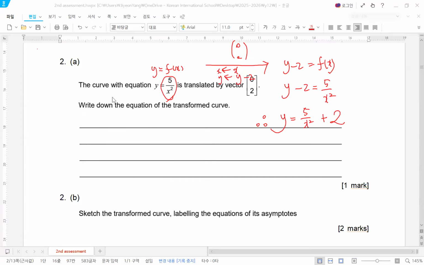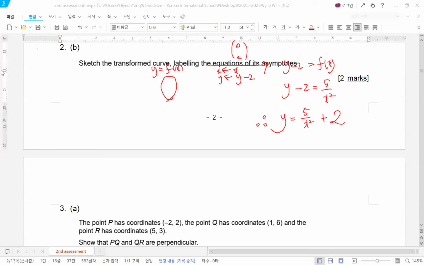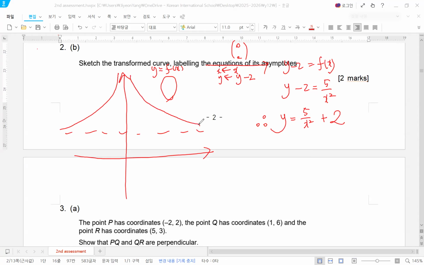And then please, by using your calculator, draw this graph. I don't understand why some of you failed to draw this graph. The graph should be in this way. And then it is clearly written that you need to label the equations of its asymptotes. Do you remember what asymptotes mean? It's a line, right? The graph comes very close to that line, but never touches.